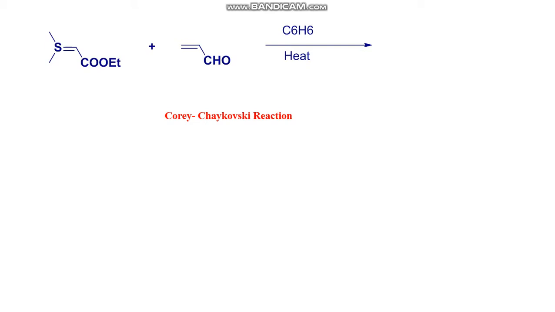First look at the reactants. You have sulfur, C and COOEt. Now obviously this forms a stable ylide. What is an ylide? I think you have heard about phosphorus ylide. Phosphorus ylide means phosphorus and another adjacent carbon hold opposite charges. So ylide is normally applicable for those compounds which hold two opposite charges in a stable situation.